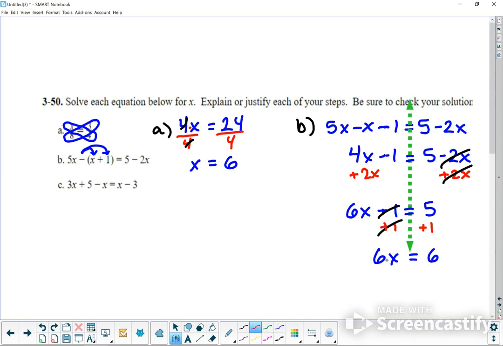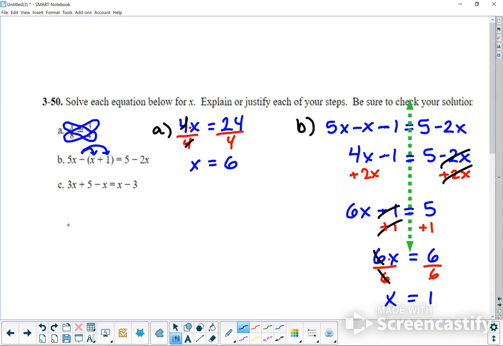And then now, to get rid of the 6, I have to undo the times 6, which is division by 6. And those 6's will actually cancel out and leave me with x equals, and the 6 divided by 6 is 1. So that's my final answer for B.